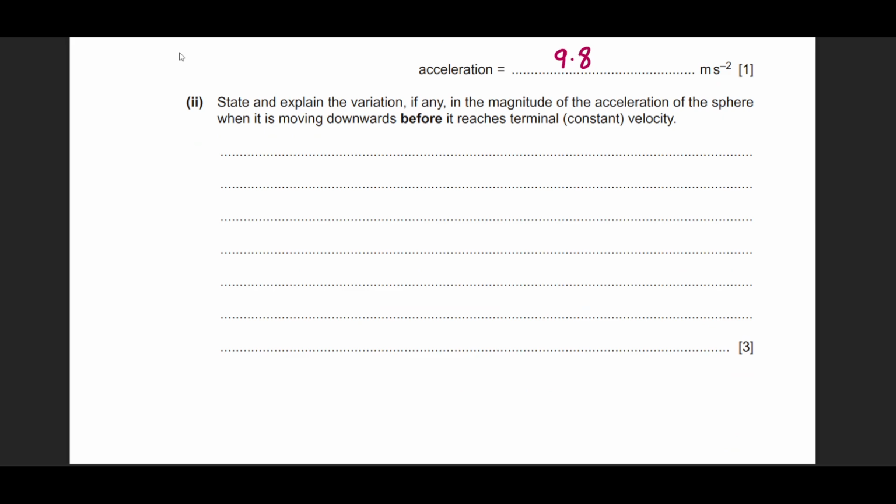He says, state and explain the variation, if any, in the magnitude of acceleration of the sphere. Again, it's about the sphere, not the balloon, moving before it reaches terminal velocity. Because at terminal velocity, the weight becomes equal to drag. Acceleration is 0, hence it attains terminal velocity. So he's saying what happens before that. So there are two stages at that time. One thing that you need to recognize is that the drag on the object is proportional to speed.